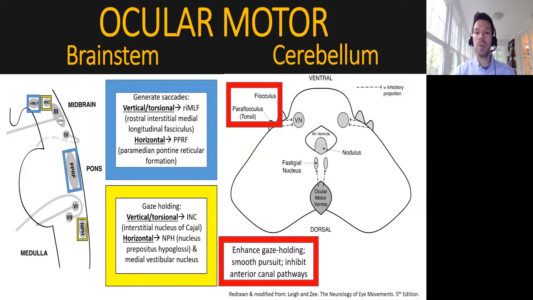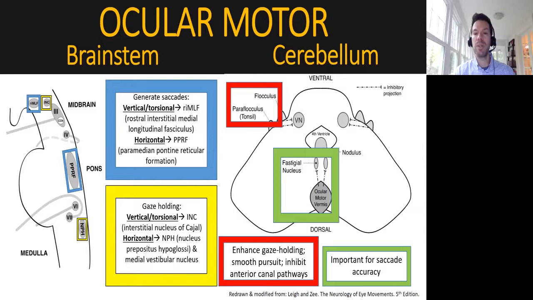What about the cerebellum? We care a lot about the flocculus and parafloculus. These structures enhance gaze holding. So even if the INC and NPH are working perfectly well, if somebody has a cerebellar degeneration, commonly you're going to see gaze-evoked nystagmus both horizontally and vertically because the flocculus isn't working. These structures play an important role in smooth pursuit. They also inhibit the anterior canal pathways. So if the anterior canal pathways can't be inhibited, you see a slow phase up and a fast phase down, or this spontaneous downbeat nystagmus, which is very common in degenerative cerebellopathies.